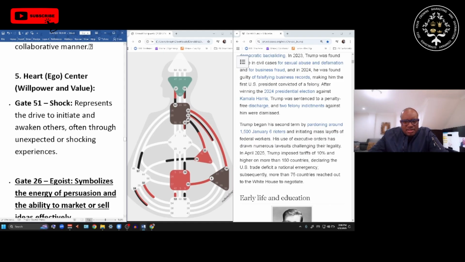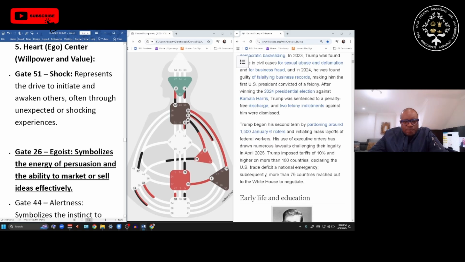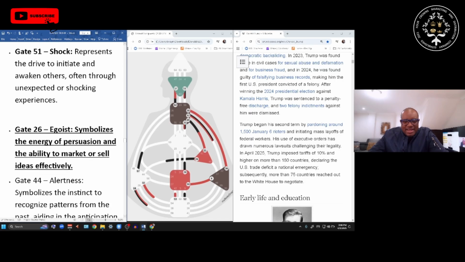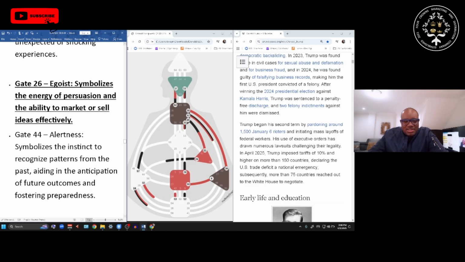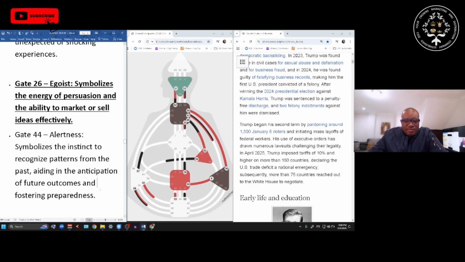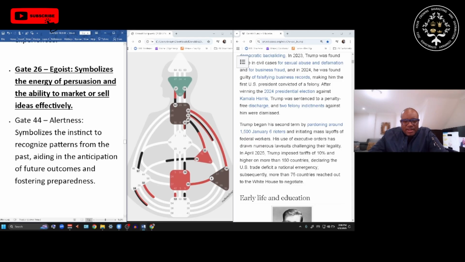Let's look at the heart. Number 26, the egoist, symbolizes the energy of persuasion and the ability to market or sell ideas effectively. So yeah, for sure, he did that on the campaign trail and Americans bought into it and they were alert. So he attracted those people that were alert, that had the instinct to recognize patterns from the past, and that will aid in the anticipation of a future outcome, fostering preparedness. So a bunch of people went out and completed that energy cycle by voting for him, and it was a resounding support for President Trump.